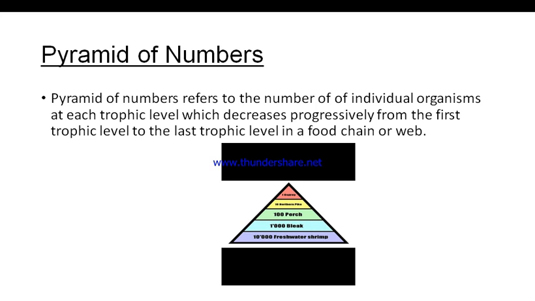So if you see my description above, it decreases progressively from the first to the last. So you can see that the one occupying the first trophic level is the one with the largest, while the one occupying the last trophic level is the one with the lowest. So as you can see, even in human nature, the producers are always more than the final consumers.